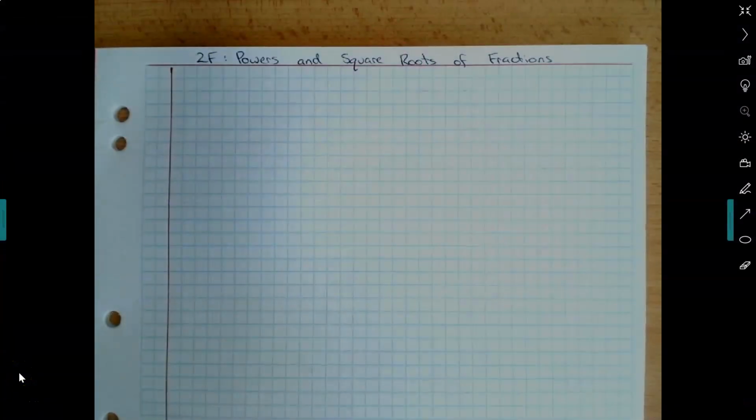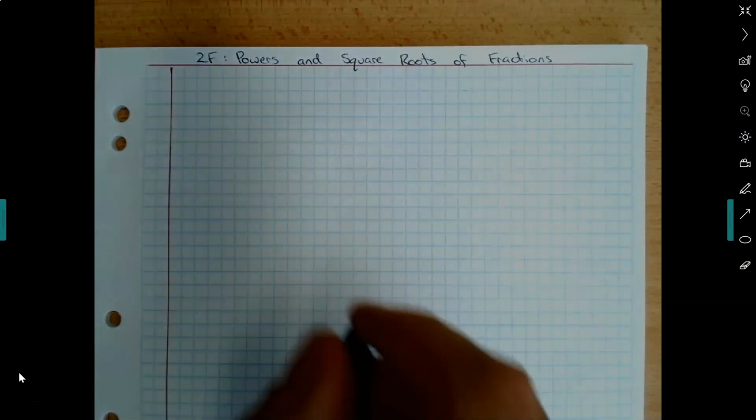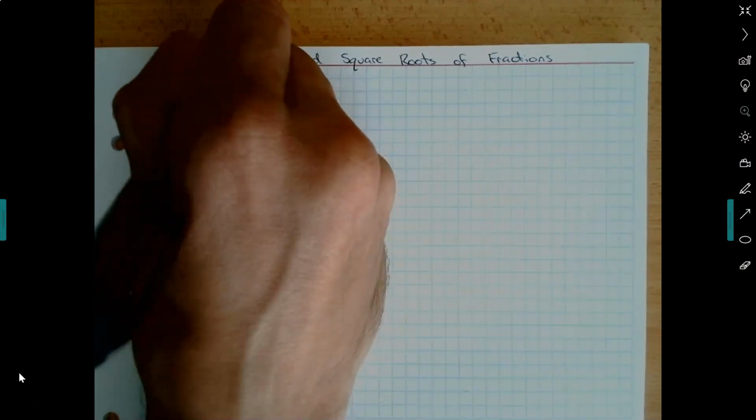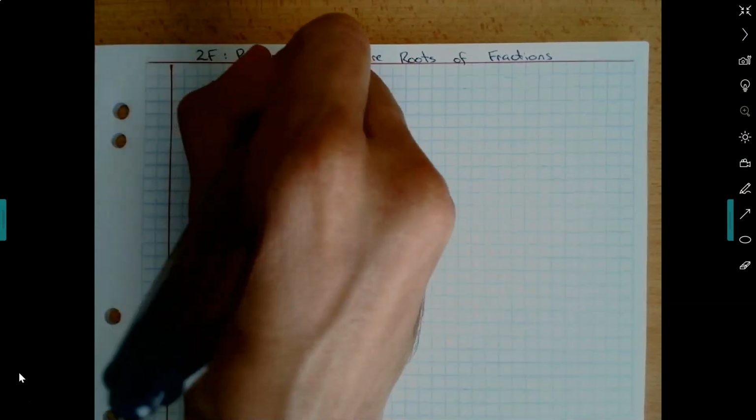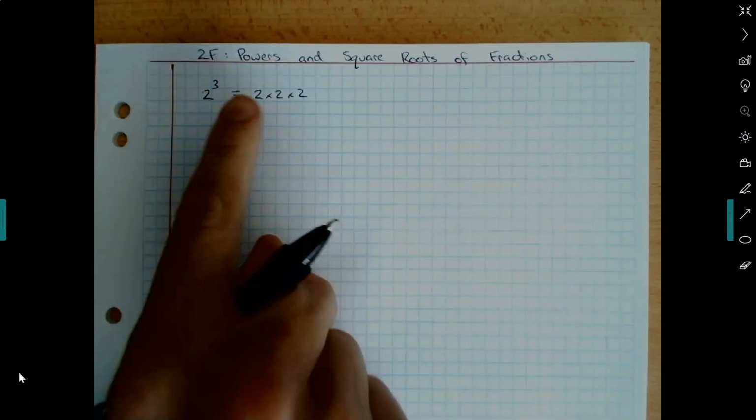So we're going to start off by looking at powers, and then we'll look at square roots. Remember from earlier in the year when we looked at indices? Indices and powers are the same thing. If I had something like 2 to the power of 3, that's the same as writing 2 times 2 times 2. You don't have to write that.